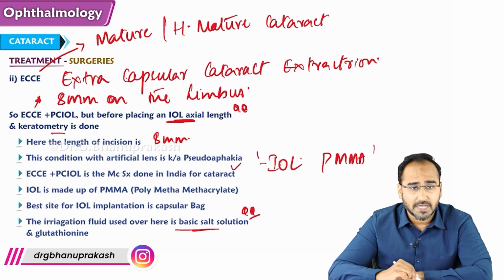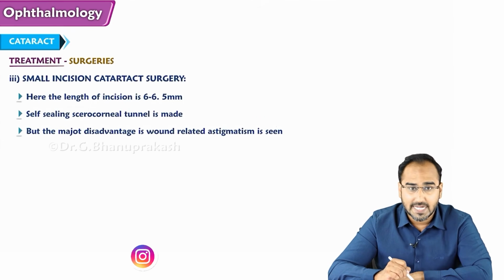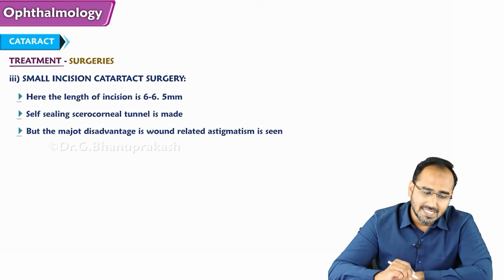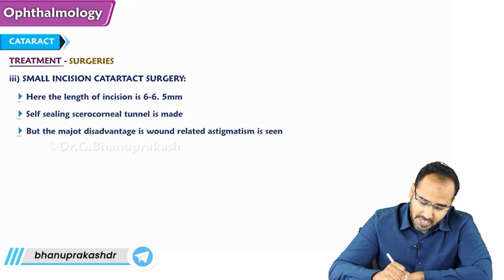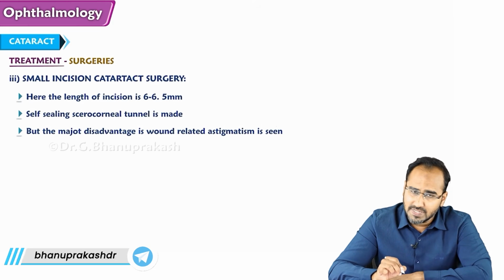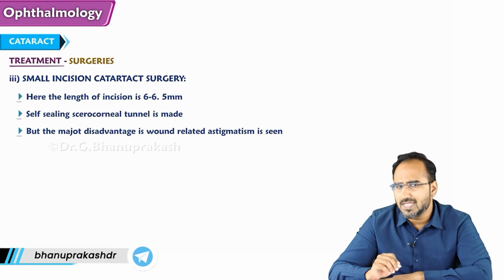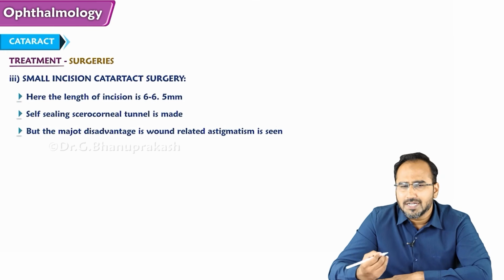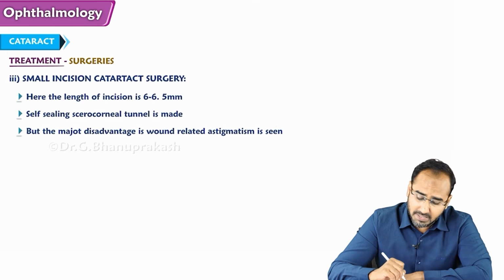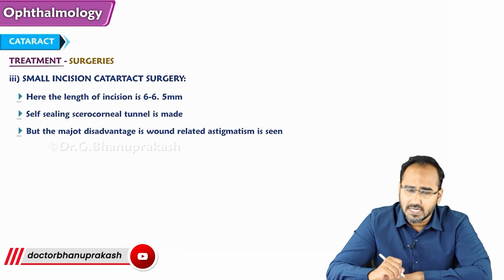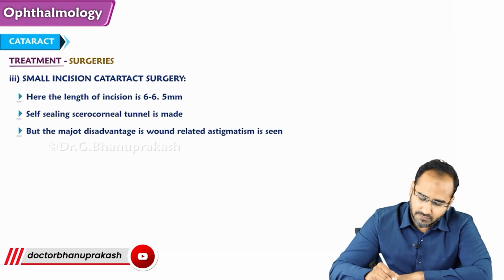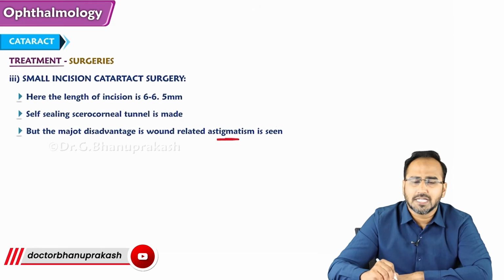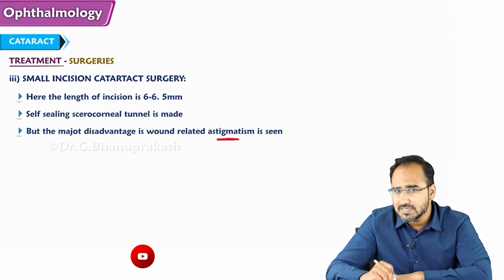Next, after ECCE and PCIOL, the next surgery is SICS. What is SICS? Small incision cataract surgery. Here the length of incision is 6 to 6.5 mm. Okay? As the length of incision is a bit low, it will heal within time. You don't require any treatment for healing and all, right? But the major disadvantage of it is what, guys? The patient will develop wound-related astigmatism.